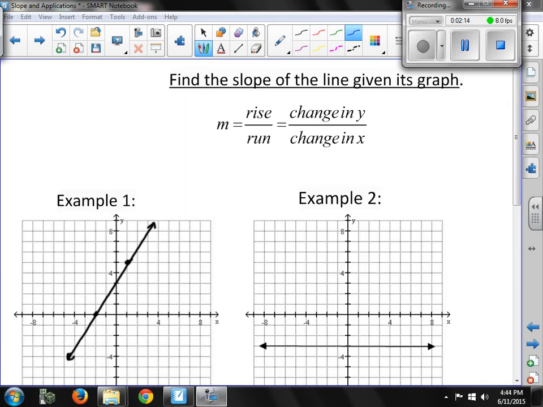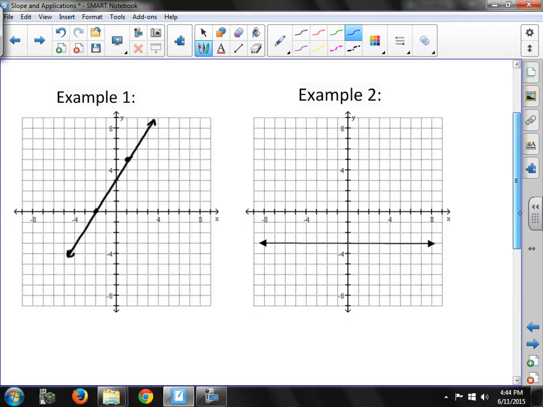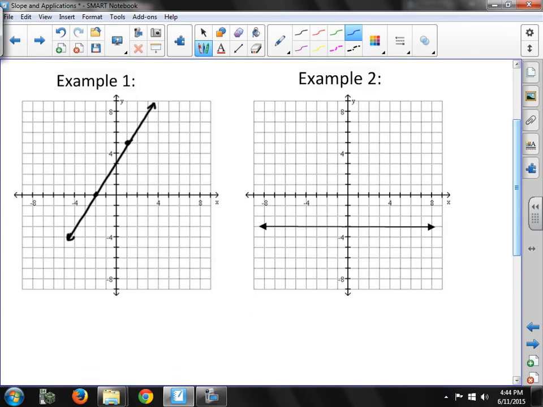Okay, now let's find the slope of a line given the graph. In this first example, I see I have 2 points on the graph. So remember, slope is rise over run. To get from this point to the second point, I have to go up 5 units, and then to the right 3 units. So the slope is 5 over 3.